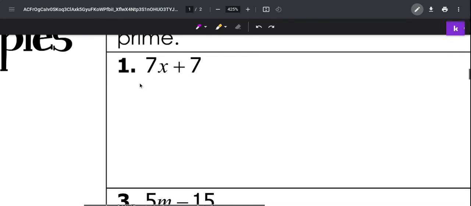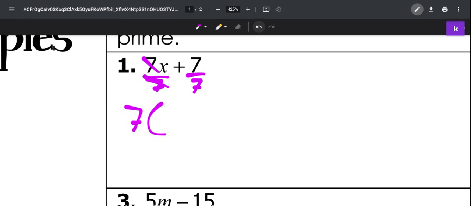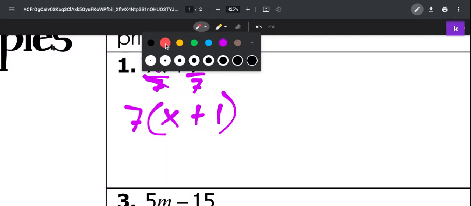We take that 7 out of the expression. So we're going to take out these 7s. Now, here's what that means. We're actually dividing by 7. So then what we leave in parentheses is the result of that division. So 7 divided by 7 is 1, so we're left with x on the inside. And then 7 divided by 7 here is just plus 1 on the inside. So now, this is our factored form.